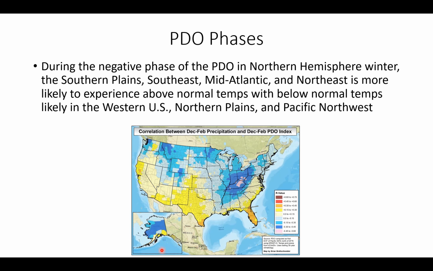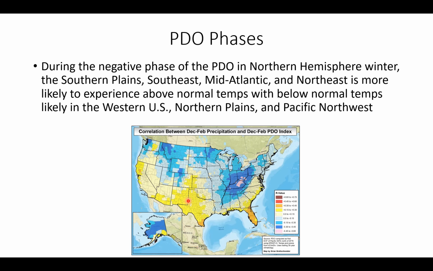Let's take a look now at the reverse, the negative phase of the PDO, and what this might mean during the Northern Hemisphere winter. In this case, with a negative PDO, now remember, we're going to have cooler than normal water temperatures off the west coast of the United States now. And so we typically see during a negative phase of the PDO, we see the southern plains right in this location, the yellow shading, the southeastern U.S., the mid-Atlantic even, and even up into the northeast parts of New England. They're more likely to experience above normal air temperatures during that negative phase of the PDO.